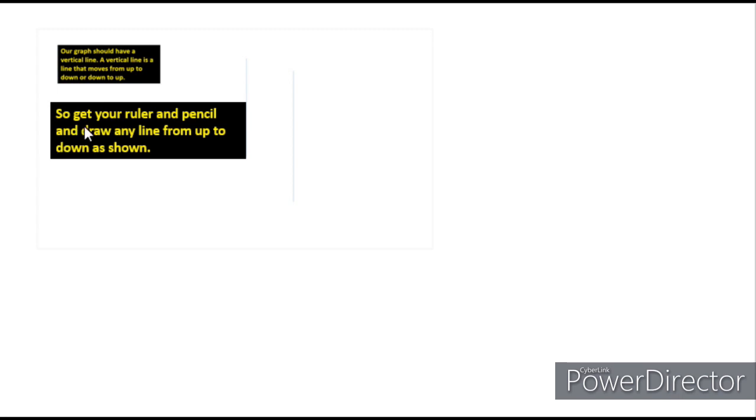Then we get a ruler. That is what we have already done. We get a ruler, and then we draw a vertical line. So you get your ruler and then you draw your vertical line. Draw it nicely, please. Do not draw double lines. Make sure your ruler is straight.